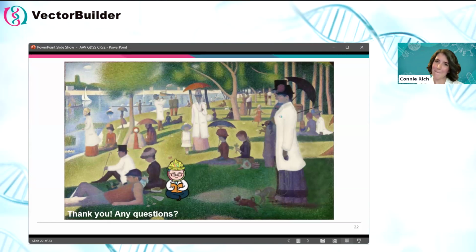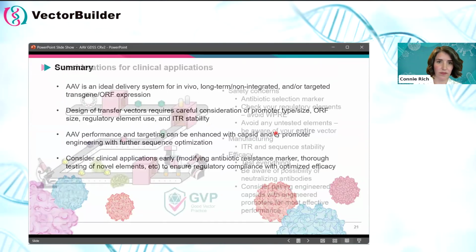Very cool. Thank you. We have a question about capsid engineering. Could you give a practical example of how to enhance the targeting with capsid and a promoter engineered, and if that is also used in mice?